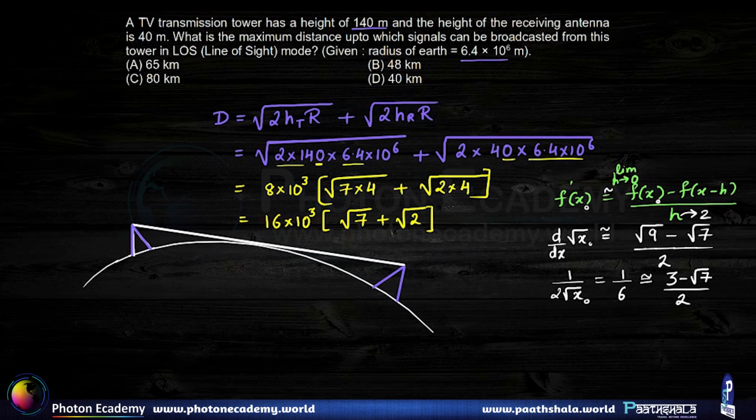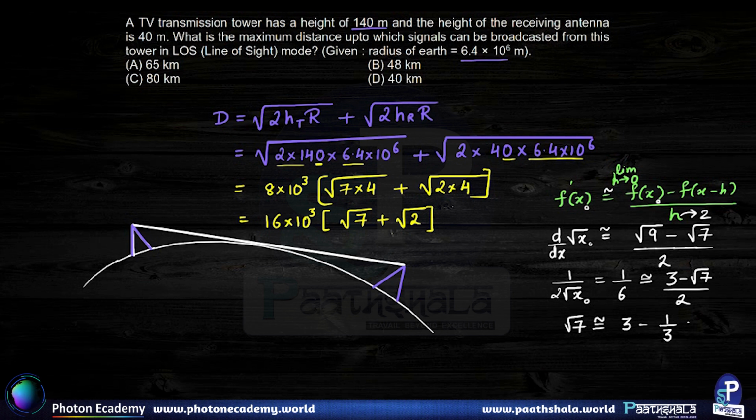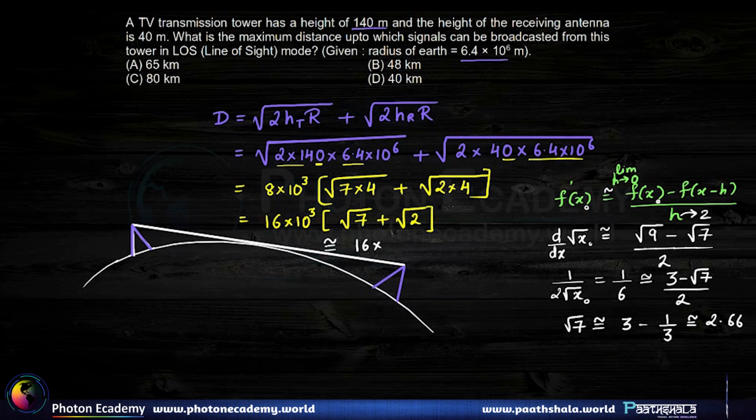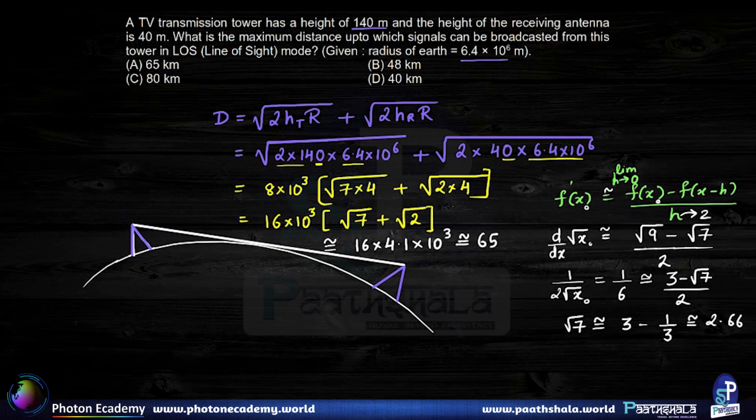So essentially I get root 7 to be approximately equal to 3 minus 1 by 3, that is approximately 2.66, and root 2 is 1.4. So adding the two we get 4.1 as the answer. So this is going to be equal to 16 into 4.1 into 10 raised to 3. The closest possible matching answer is 16 fours are 64, and then slightly more than that, that is going to be 65 kilometers. This is the closest possible matching answer.